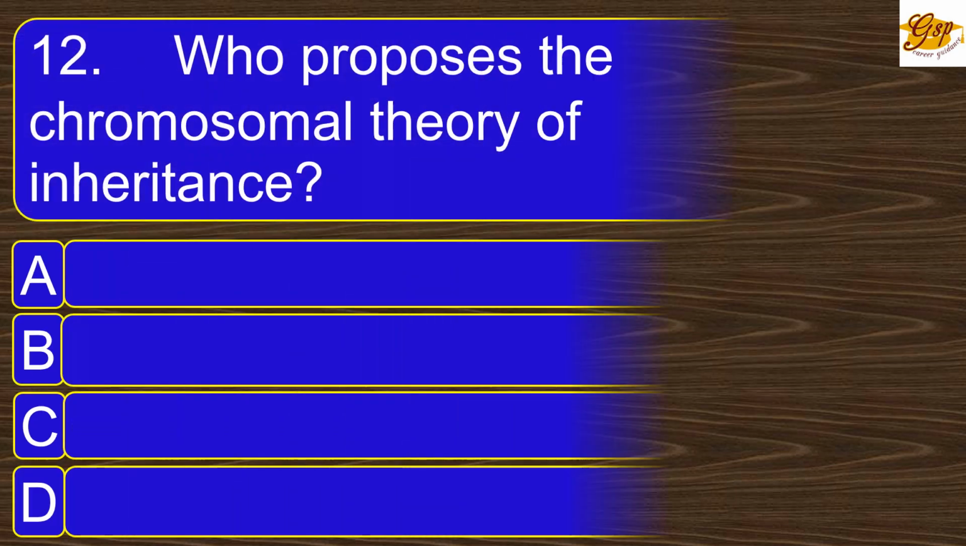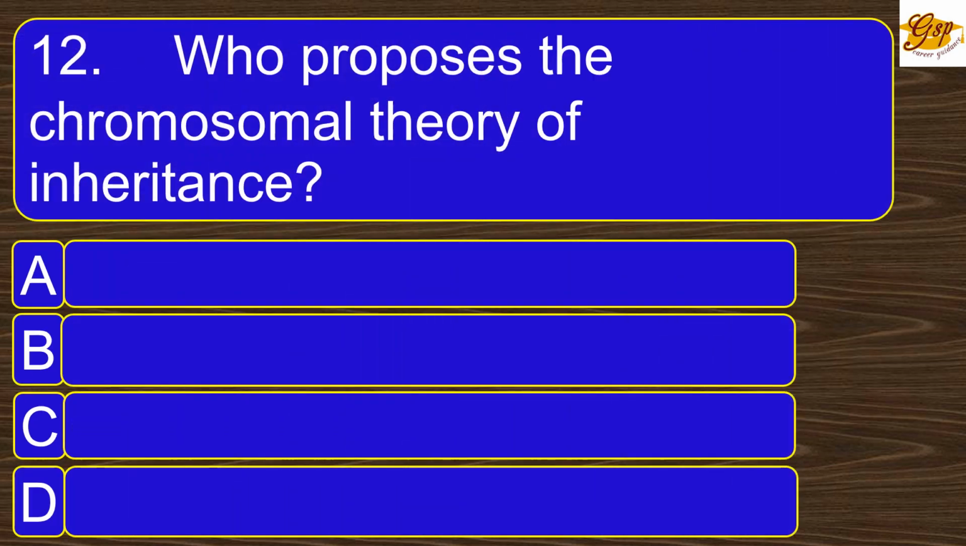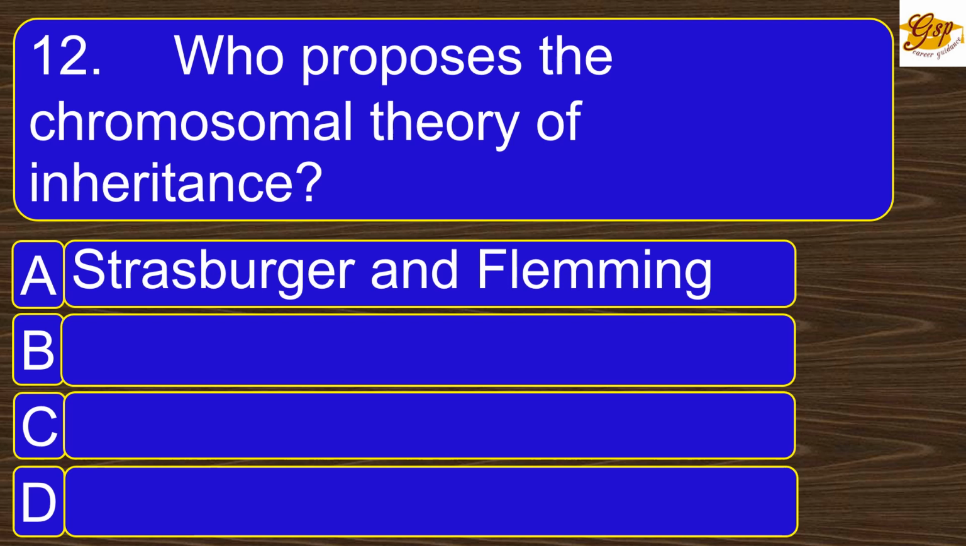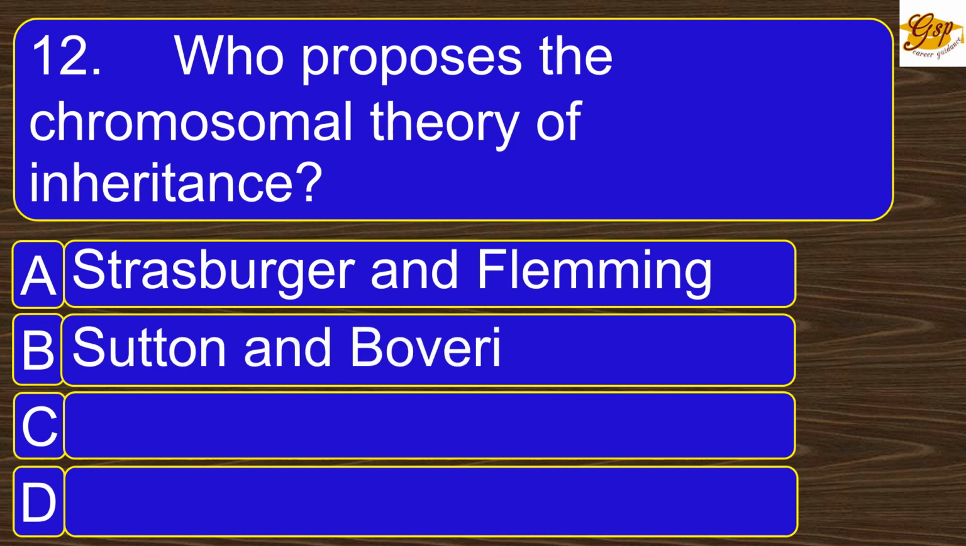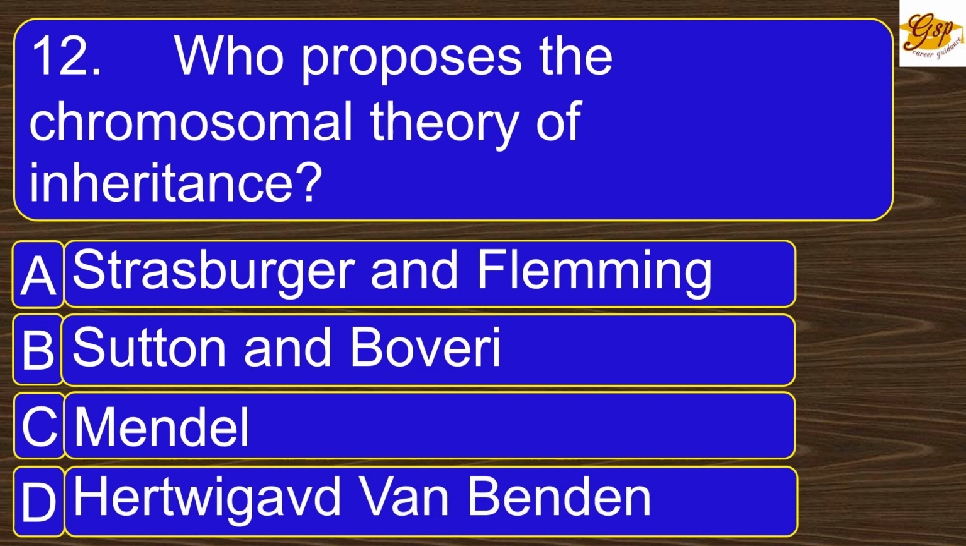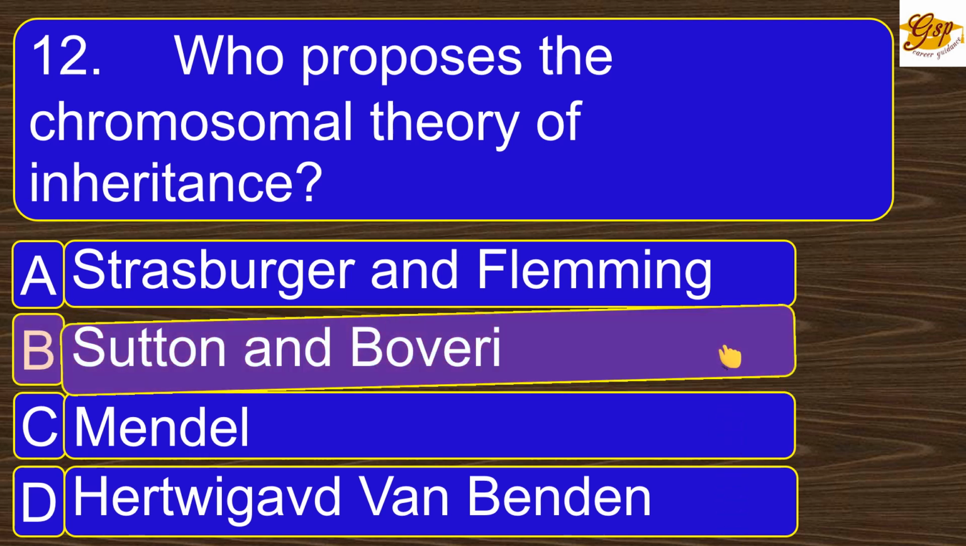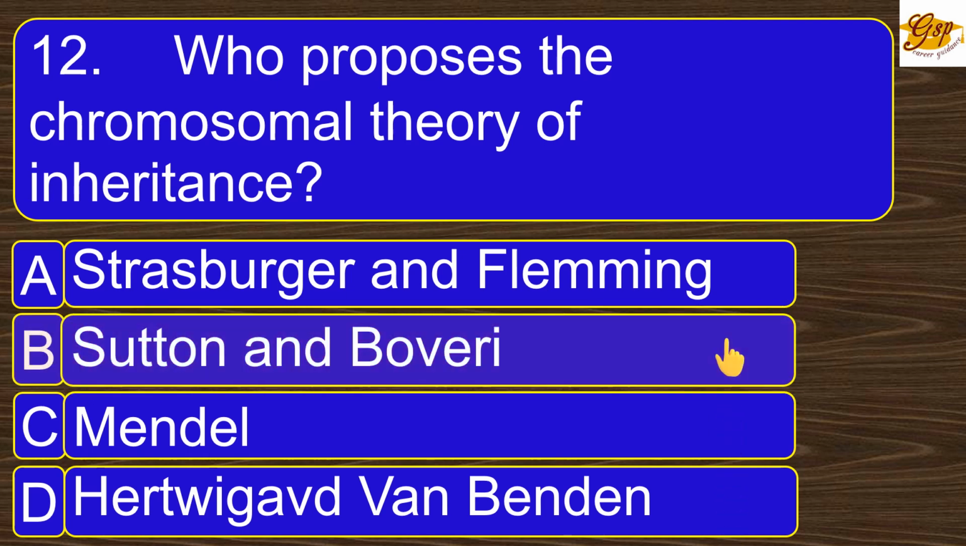12th question. Who proposed the chromosomal theory of inheritance? A, Strasburger and Flemming; B, Sutton and Boveri; C, Mendel; D, Ketzigard von Benden. The correct answer is B, Sutton and Boveri.